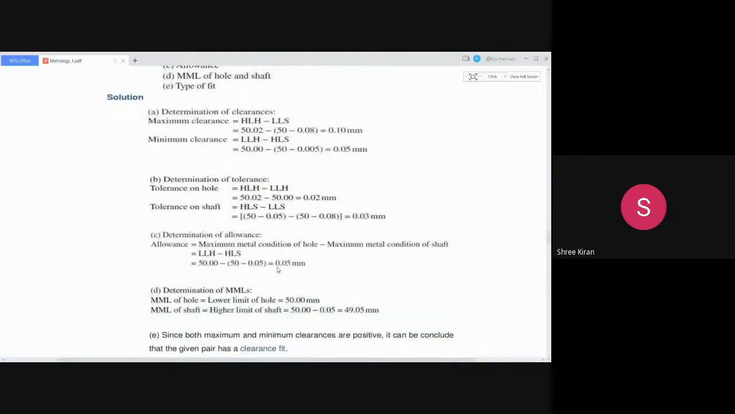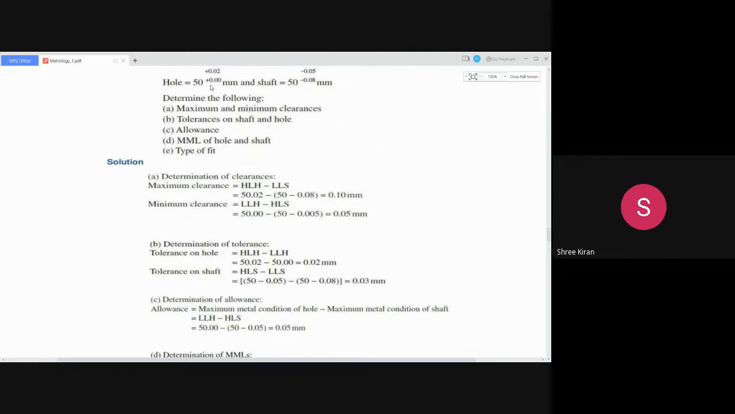allowance is equal to the maximum metal condition of the hole minus the maximum metal condition of the shaft, which is equal to the lower limit of the hole minus the higher limit of the shaft. The lower limit of the hole is 50, because it is 50 plus 00, that's why 50. Then the higher limit of the shaft is 50 minus 0.005, that is 0.005 mm.